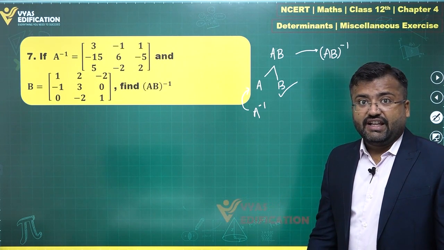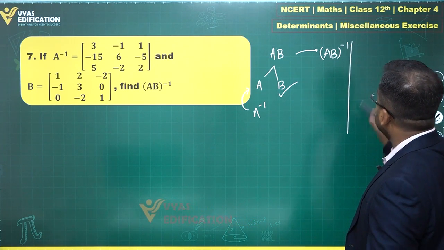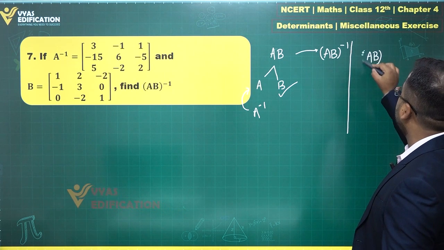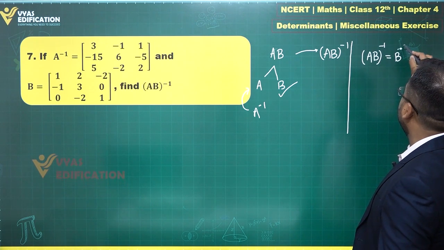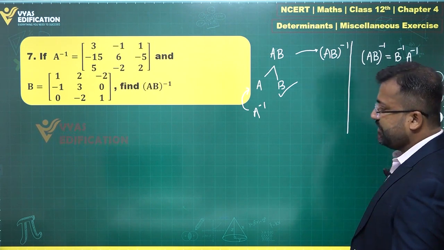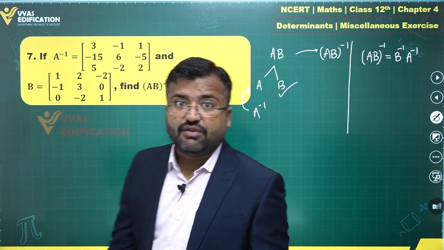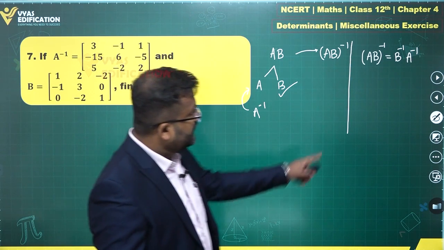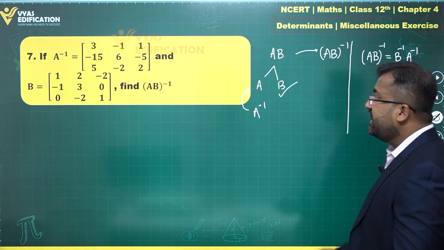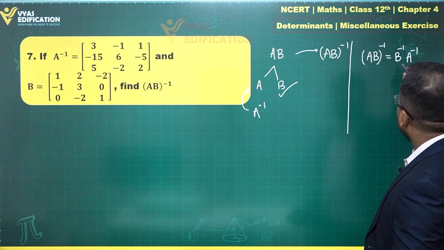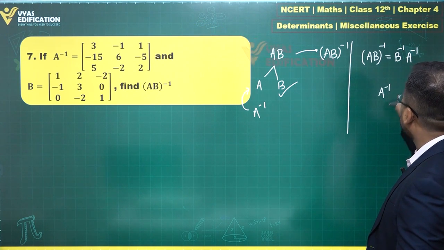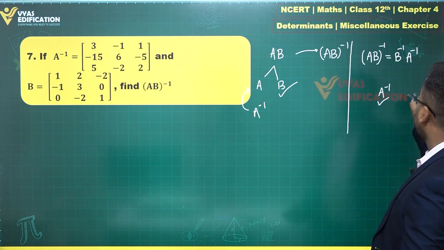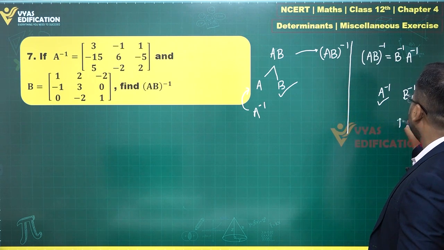But then there's another idea. What's that? This AB inverse is also equal to B inverse A inverse. This is something that we know from our previous concepts. And for finding AB inverse, we need B inverse and A inverse. Do we have A inverse? A inverse is already given to us. For B inverse, we are given B.